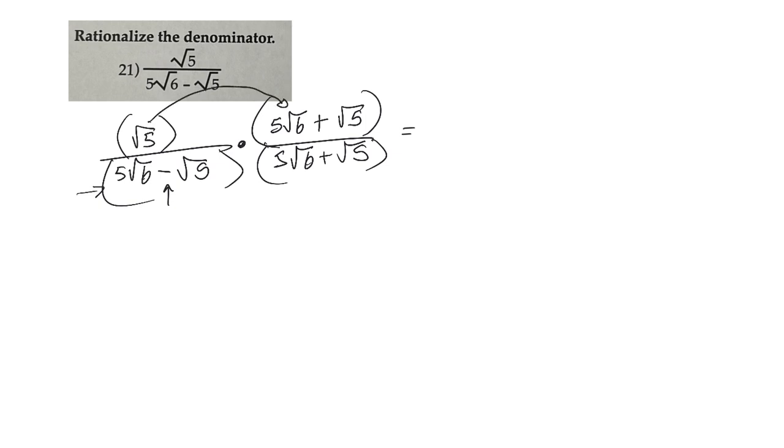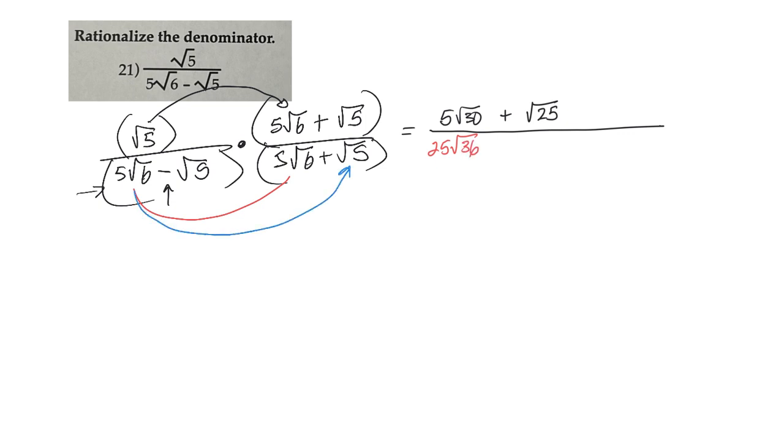So this times this will be 5 root 30. Notice I multiply the numbers outside the radical and then multiply the numbers inside the radical. Okay, plus root 5 times root 5 would be the square root of 25, over... okay, now this one times this one, that'll be 25 root 36. Then this one times this one will be plus 5 root 30. And this one will be minus 5 root 30. Notice those are going to cancel.